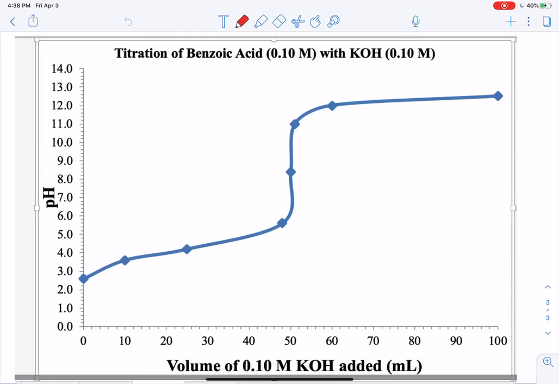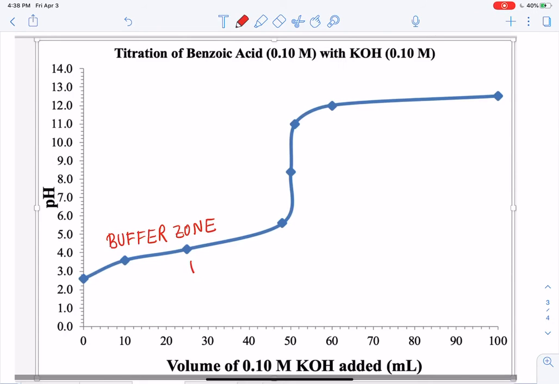Here, this zone where it's pretty flat at the beginning is known as the buffer zone in the titration of a weak acid. It would be the same for the titration of a weak base, except it would be up here, going down. The buffer zone is anywhere where I can use the Henderson-Hasselbalch equation, anywhere where I have the weak acid and its conjugate weak base both present.